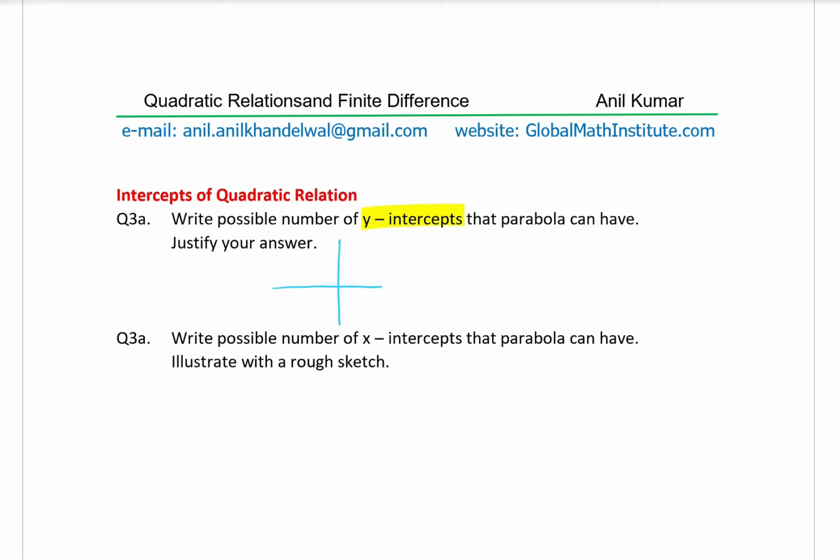So let us sketch a few graphs to understand the situation. We could have a parabola which opens downwards. We could have a parabola which opens upwards. We may have a parabola which is just touching the axis. Well, in any case, you will notice that it is always going to cross the y-axis at one single point. So the possible number of y-intercepts is always 1.